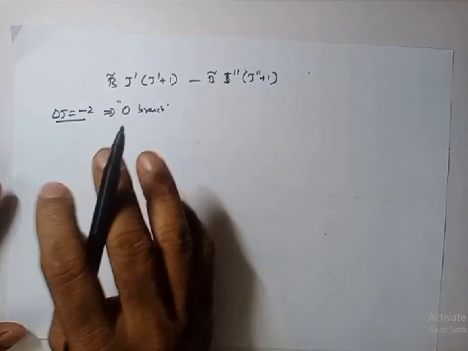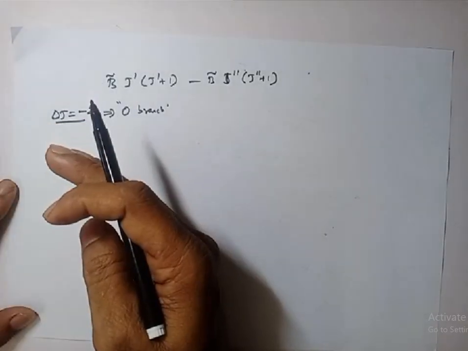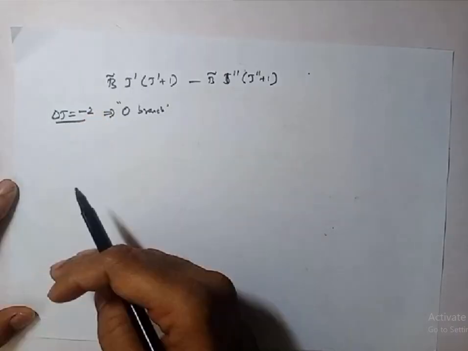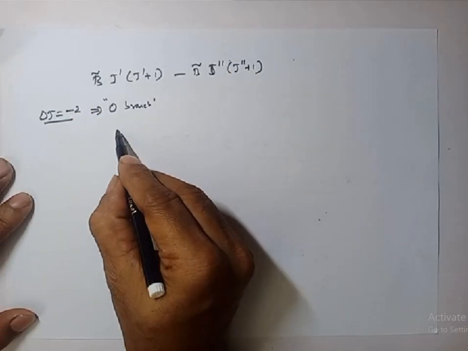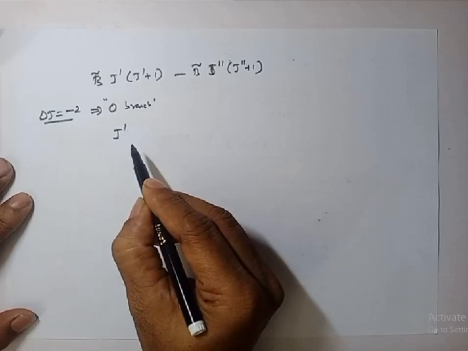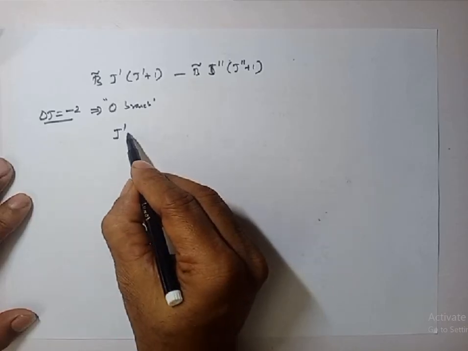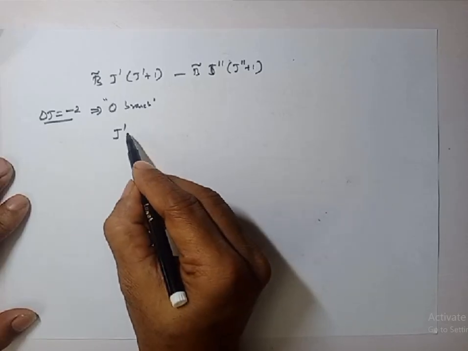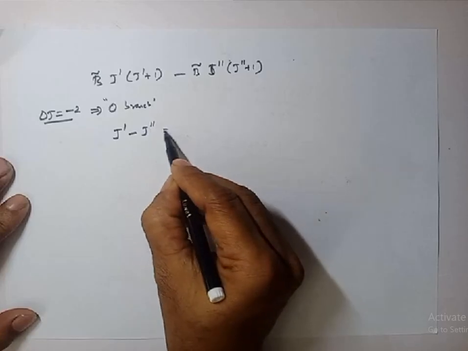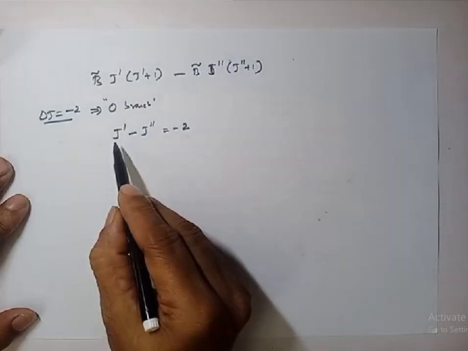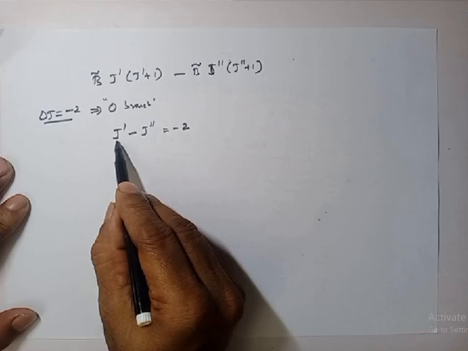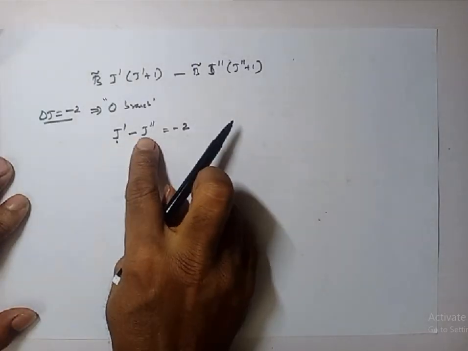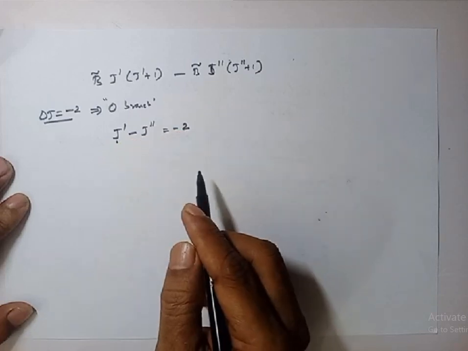Okay. O branch means delta J minus 2, meaning final level is less, initial level is high. So J prime should be less and J double prime should be greater. So J prime minus J double prime should be minus 2. Okay, this is the final and this is the initial, right? J prime minus J double prime is minus 2.